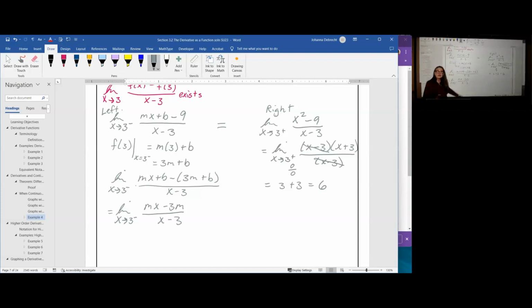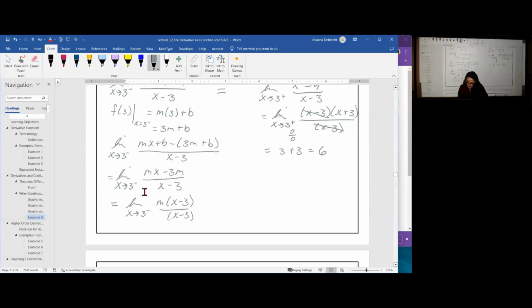We need to factor out the common m. This then leads to the limit as x approaches 3 from the left of m times x minus 3 divided by itself, which cancels. And that gives me the limit as x approaches 3 from the left of m, which is just m. But the limit from the left has to be the limit from the right, so it has to be 6.